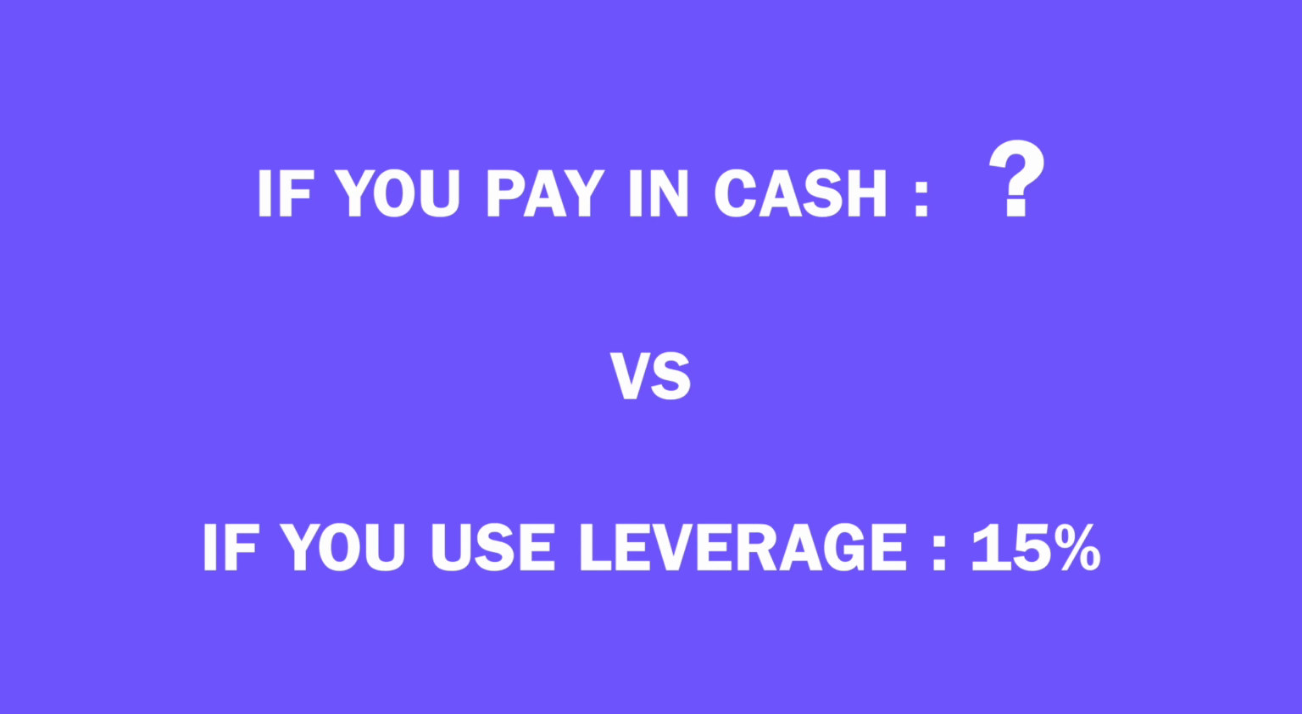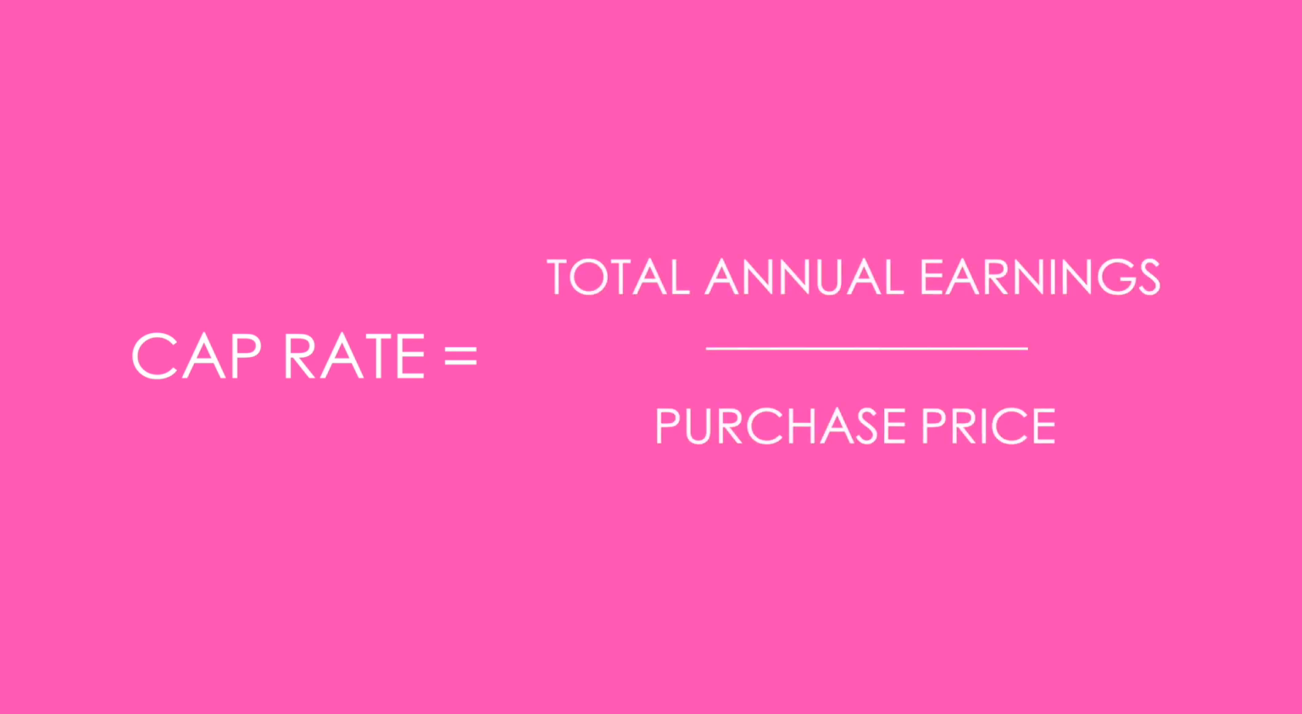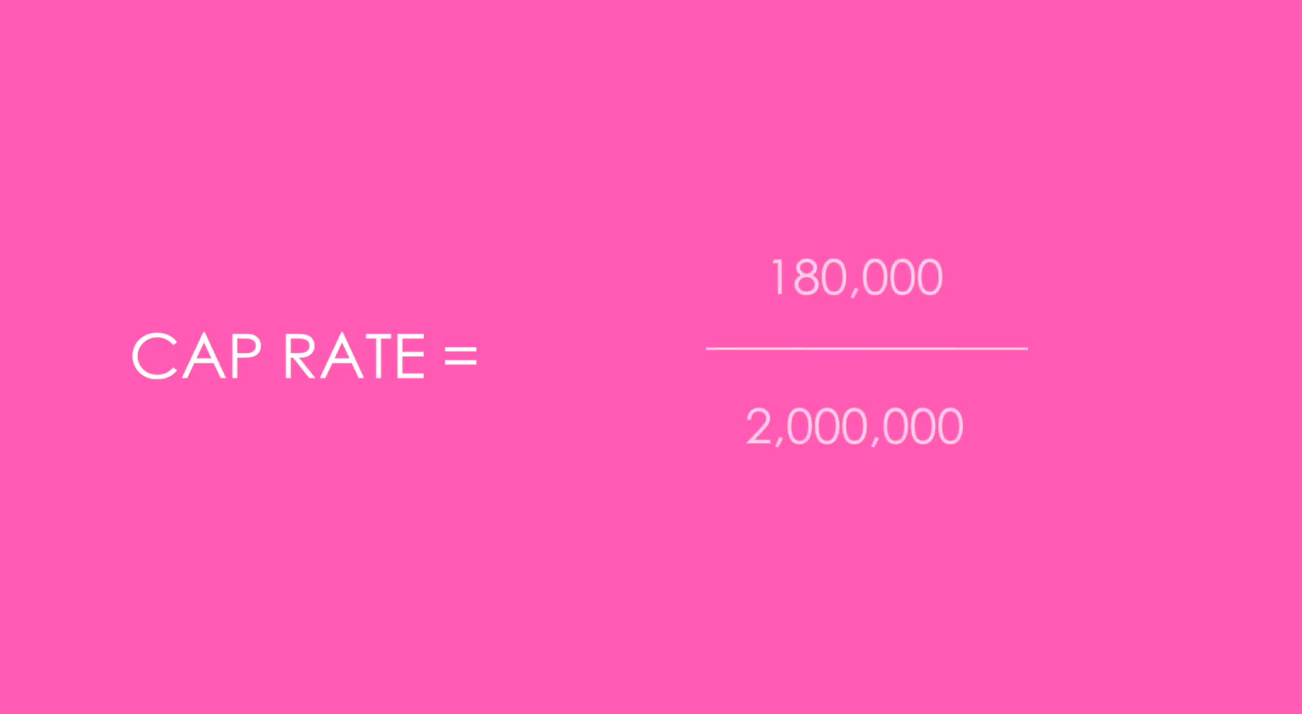So, let's say yung property na pinag-usapan natin ay worth 2 million pesos. So, kung ika-cash mo yun in full, we need to find what we call the cap rate or the capitalization rate. So very easy lang to. Kailangan lang natin i-divide yung total annual earnings ng property over the purchase price. So ang annual earning niya from rent, 15,000 times 12 is 180,000. So 180,000, i-divide lang natin sa 2 million. So the cap rate is 9%.